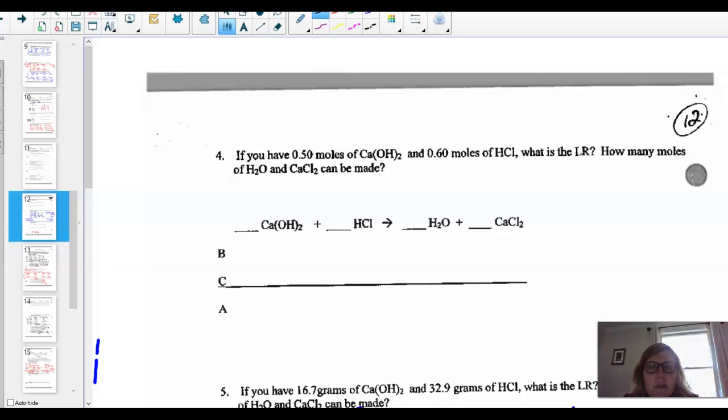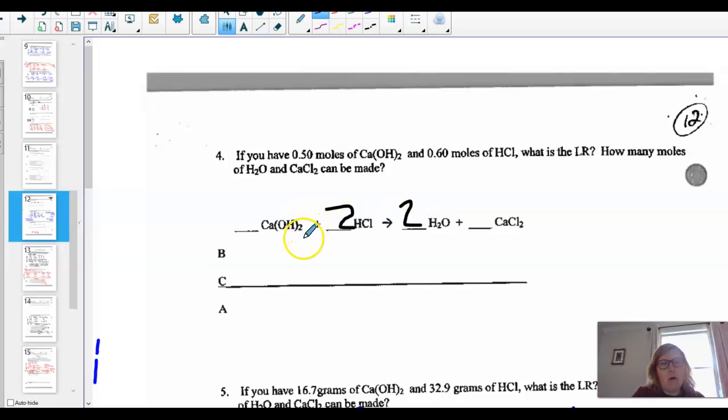The first thing you're going to do is balance the equation. The coefficients for calcium hydroxide would be 1, a 2 for HCl, and a 2 for water, so your coefficients are going to be 1, 2, 2, 1. Next, you can see the problem already has moles in it, so you don't need to convert grams to moles.